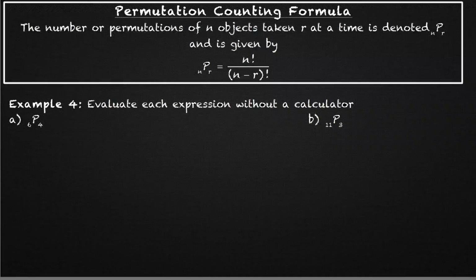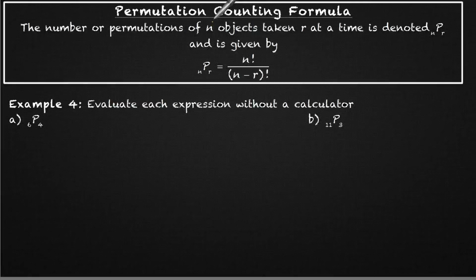Okay, now we are going to start talking about what's called a permutation. And let me explain what a permutation is. A permutation is simply counting how many ways you could take a certain number of objects out of a bigger group of objects. Okay, so let's just talk about what these things mean.